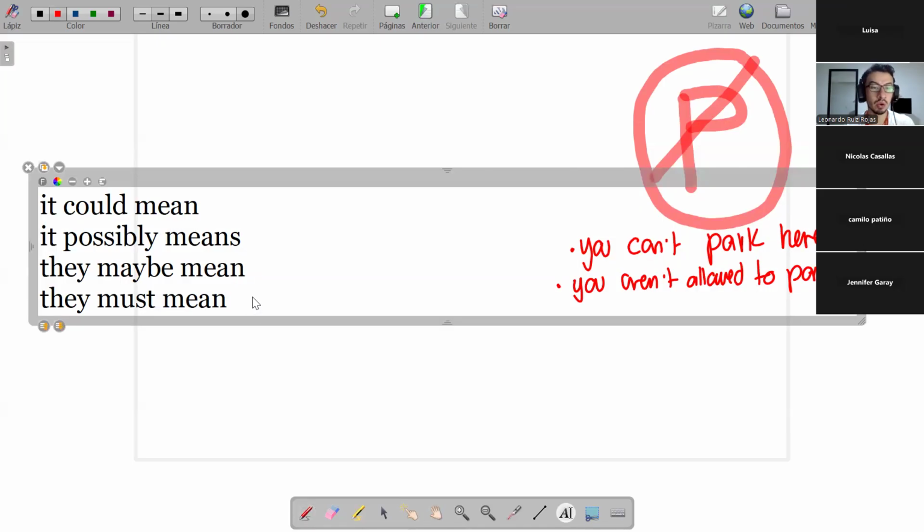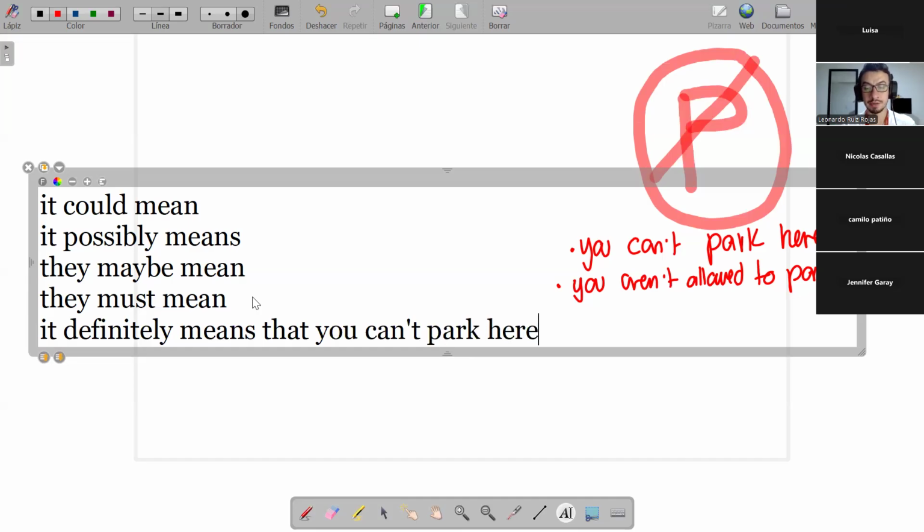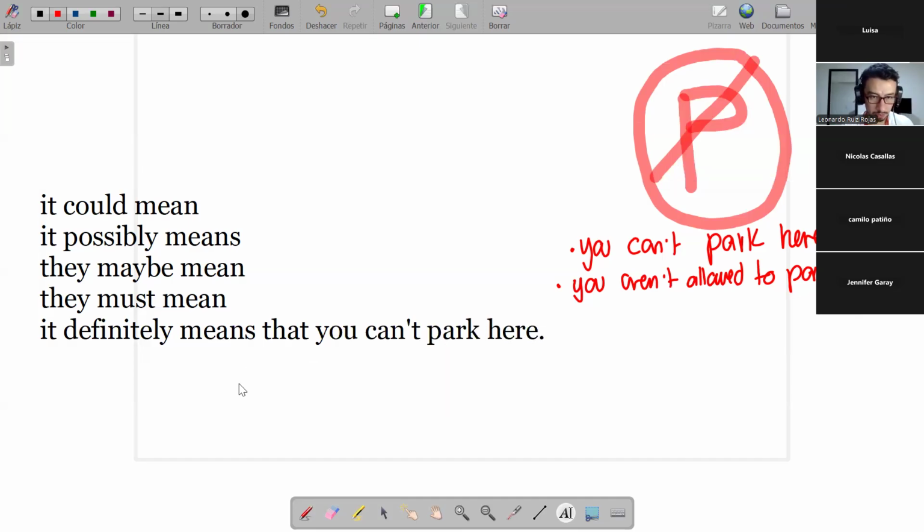Ah, pues si ya sé que estoy seguro, entonces yo sé que it definitely means that, ¿cierto? Porque lo que voy a expresar es un statement, entonces that you can't park here. ¿Mm? Todo completo. Ya no solamente estoy escribiendo si estoy seguro o no estoy seguro, sino aparte, cuál es el significado de esa oración, que en este caso es una prohibición. It definitely means that you can't park here.